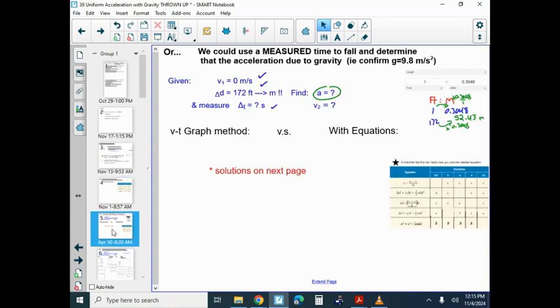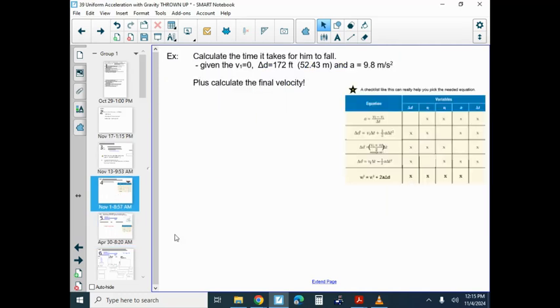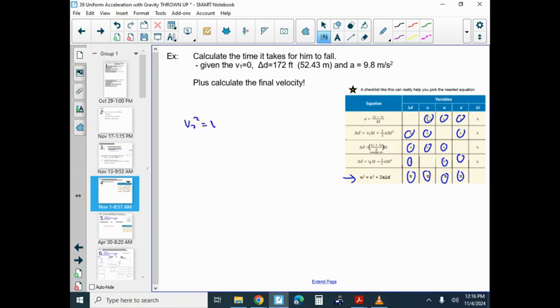So let's do this here. If we are looking at using V1, delta D, and acceleration, and we're going to figure out V2, that gets us to use this equation here: V2 squared equals V1 squared plus twice acceleration delta D.